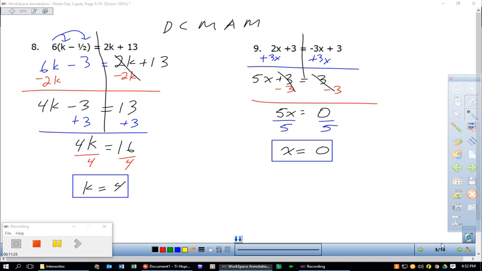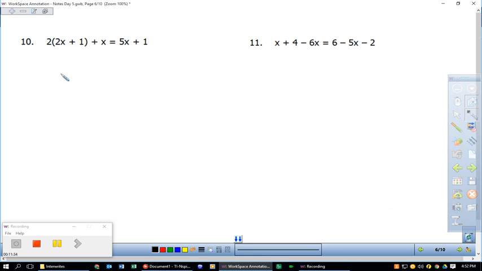All right, number 10. First, distribute, combine like terms, move variables, add, subtract, multiply, divide. So first, distribute. When we distribute, we get 4x plus 2. Bring down that x.